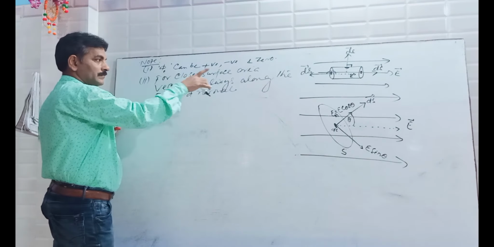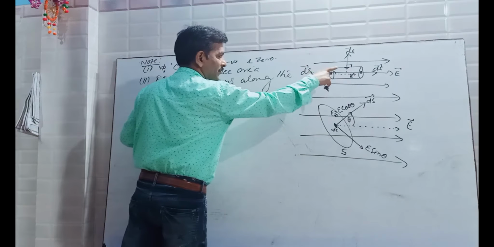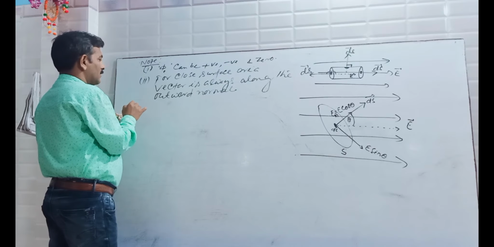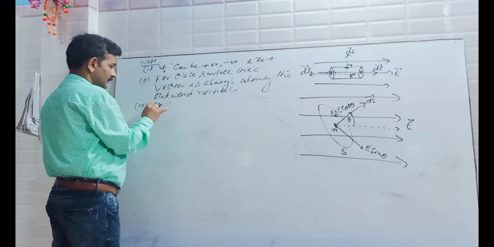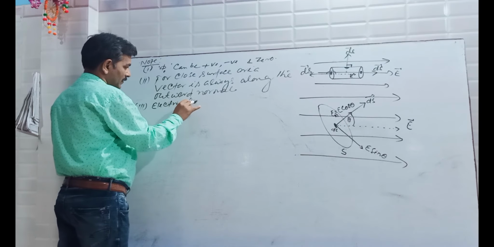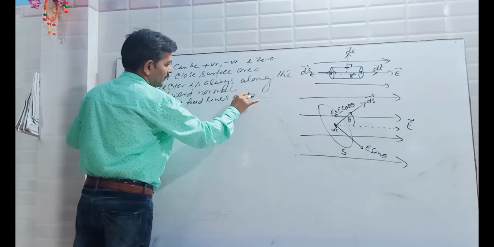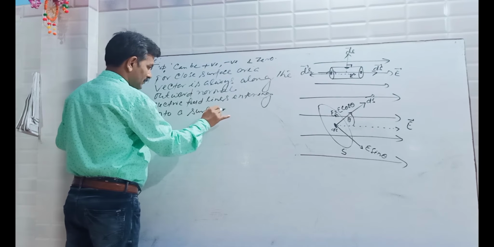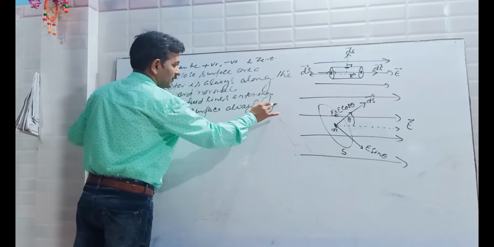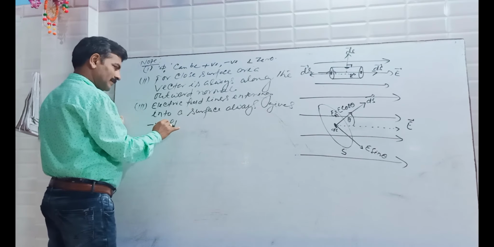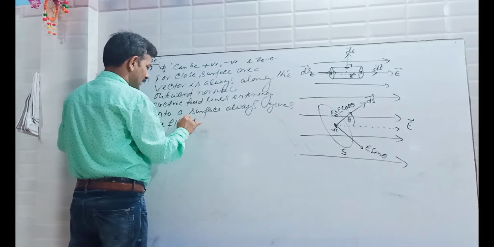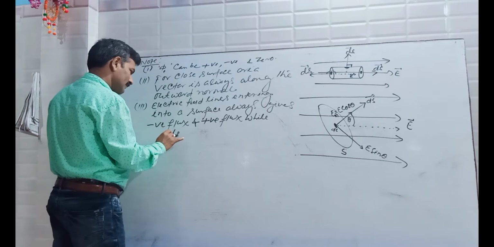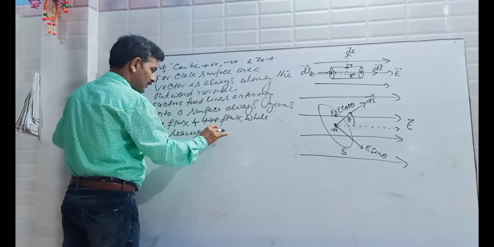You see, from this diagram, electric field lines entering into a surface always give negative flux, got that, and positive flux while leaving from the surface.